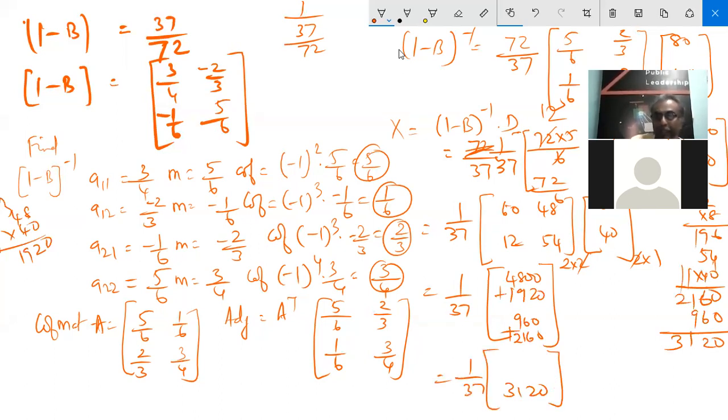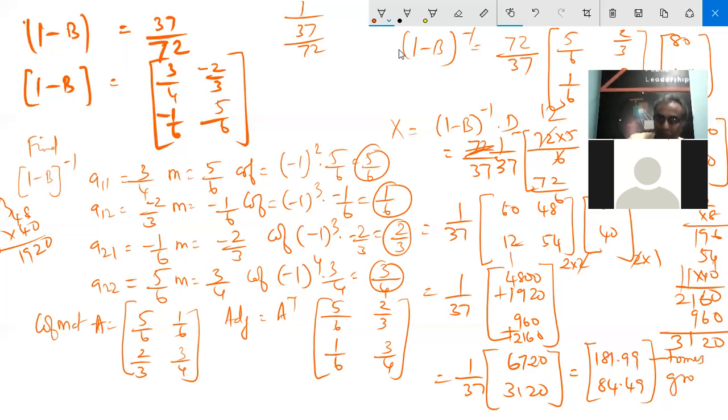Till now you should not use a calculator. 4,800 and 1,920 give 6,720. Yes, very good. Now use a calculator and find the answer. 6720 by 37, how much? 37, yes. It is 181.621622.